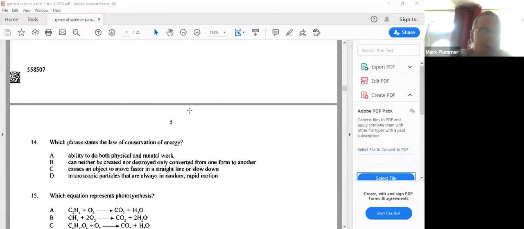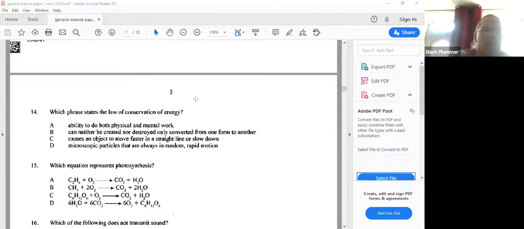Okay, moving onward then. Which phrase states the law of the conservation of energy? This is one of the concepts that you get taught across the board in science. The answer to number 14 is B, because energy, the way that we express it, can neither be created nor destroyed, but it can exist in one form or another.